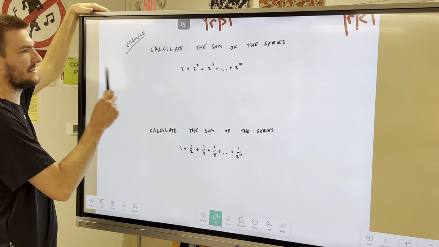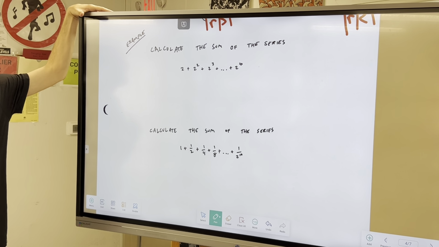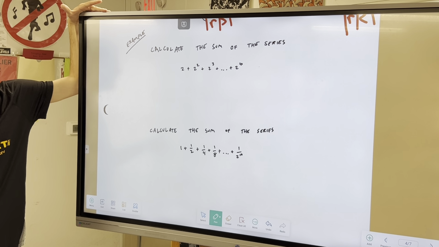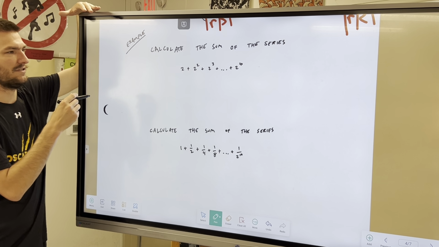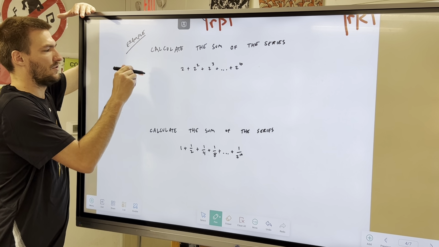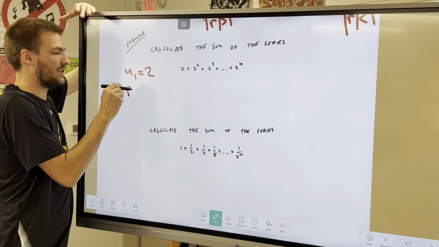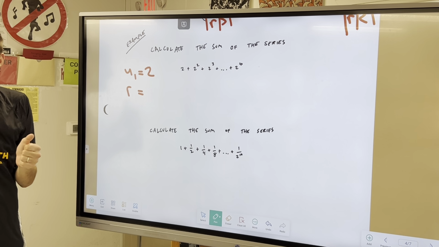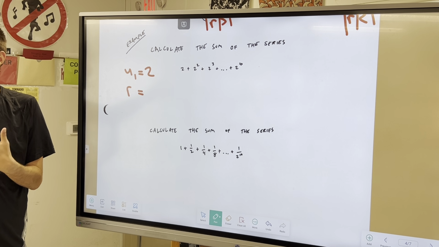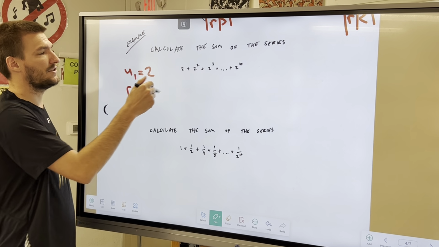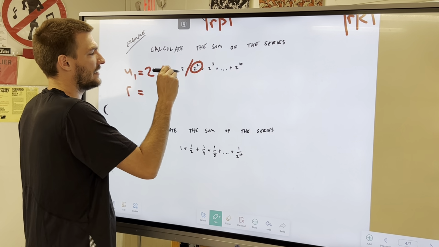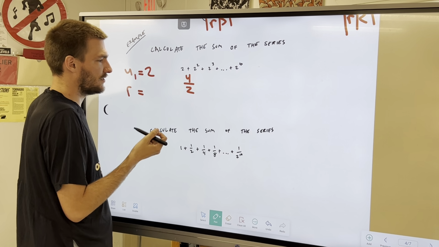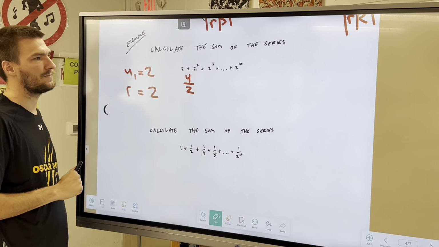So let's calculate the sum of this series. Before you do anything, do you have the first term? Do you have the ratio? What is the first term for this series? 2. Do you have the ratio for this series? If you're ever not sure, take two numbers and divide them. You should take the second one and divide by the first one. So do 4 divided by 2, and the common ratio is 2.